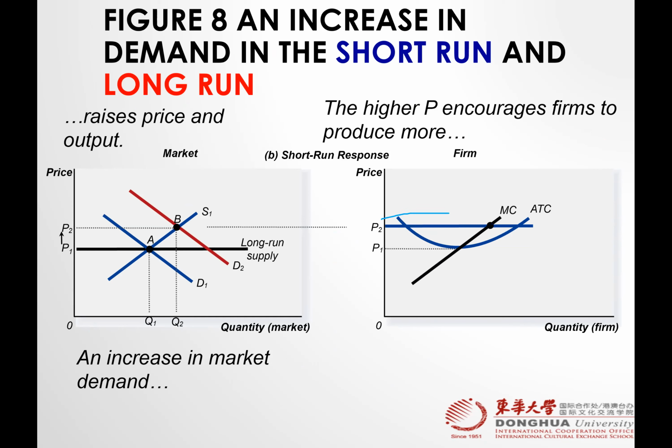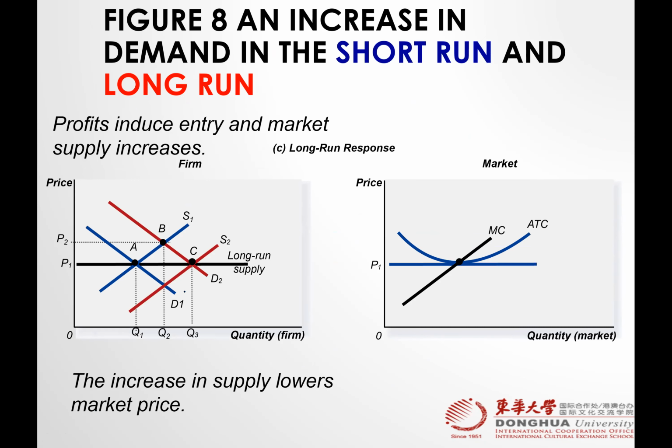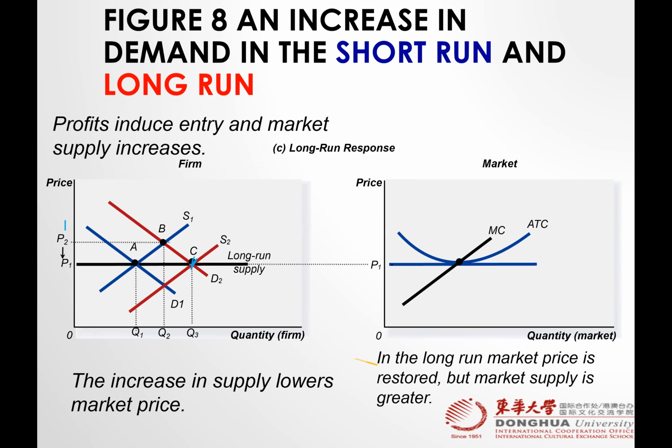So here you see, in that condition, price is greater than average total cost. So this triggers the entry condition. What happened? More firms come to the market. When more firms come to the market, the supply curve shifts to the right. Now the supply curve shifts to the right. What happened? The price decreases. You see? And now we are back on the same equilibrium point as previously on the market side curve here.